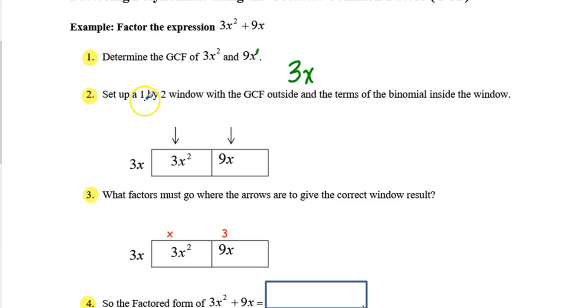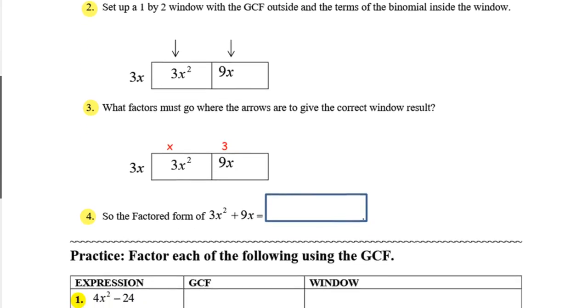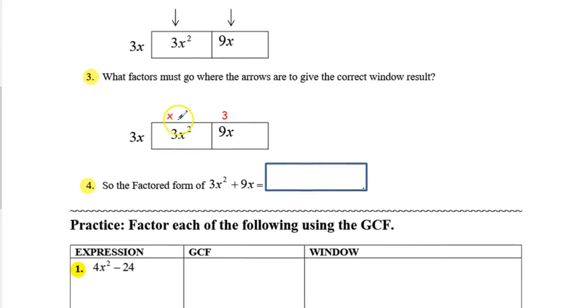So next, set up a 1 by 2 window. I put our GCF over on the left side, and the 2 terms of the expression to be factored inside the window panes. Okay? Now we're asking ourselves, what must be my factors that I would need to multiply 3x by to get a 3x squared? So that's just an x. And what would I need to multiply a 3x by to get a 9x? And that's just a 3.